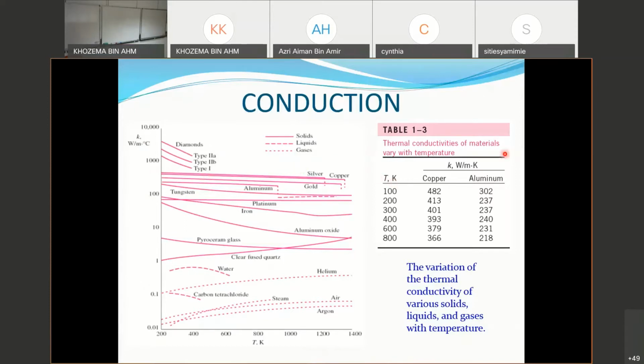So here, to make it clear for you, this is a representation of how K value changes with the temperature. At 100 degrees Celsius, the K value for copper was 482, whereas for aluminum it was 300. And when you increase the temperature, you can see that from 482, it changes to 366. So, two things we have to remember. K value depends on temperature, and also K value depends on the material that you are using.